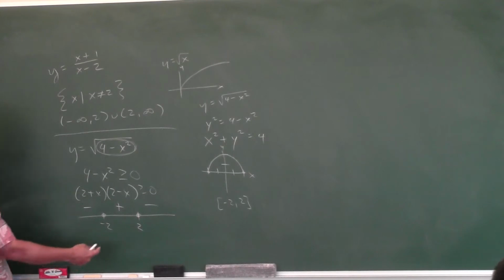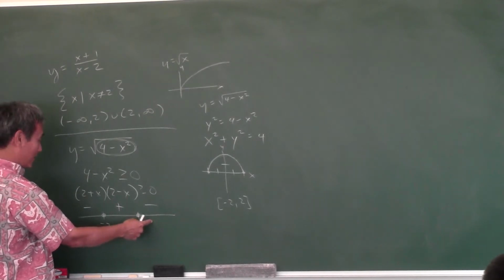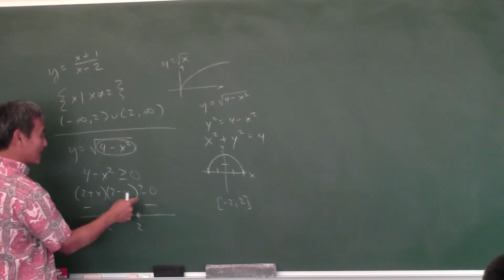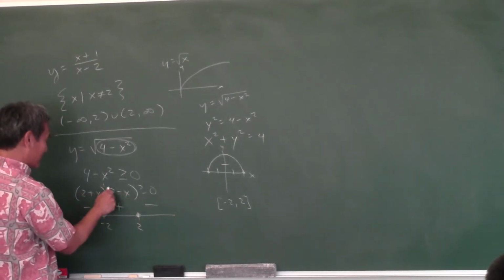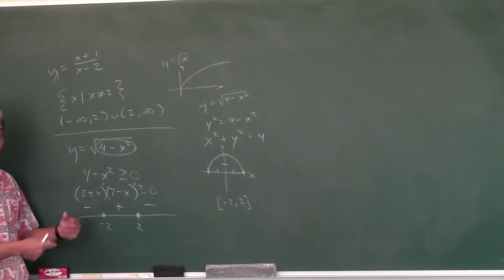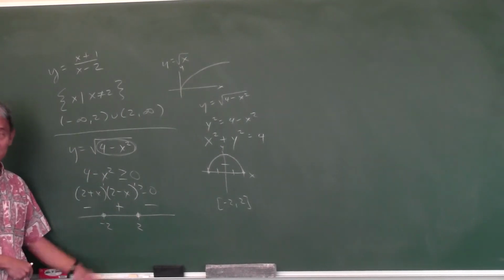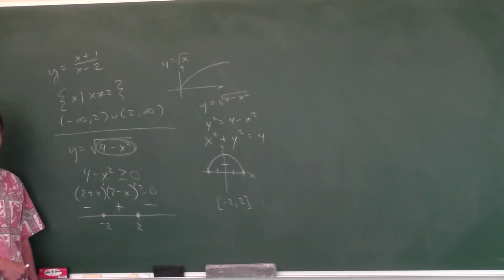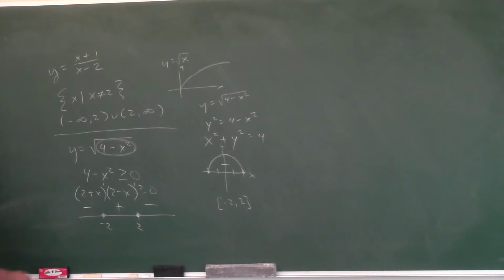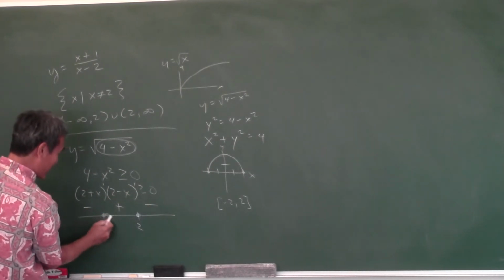Or how about just plug in a number? Think of a number bigger than 2, like 3. 2 plus 3 is positive. 2 minus 3 is negative. Positive times negative is negative. And they're going to alternate because you've got odd powers. Some of you on one of the problems yesterday got the signs all wrong because the leading coefficient was negative. You put plus, minus, plus. It's supposed to be minus, plus, minus. And we want greater than or equal to 0, so we shade in the plus.